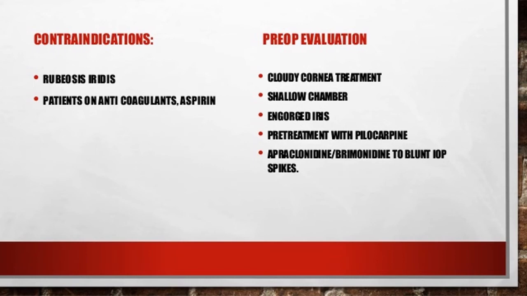And before doing this, you have to evaluate the cornea, because if the cornea is cloudy in the periphery because of arcus senilis, you are unable to see the iris. That means it is very difficult to perform this procedure. If it is a very shallow anterior chamber, again you are unable to go for this procedure. And if there is engorgement or dilatation, if the foldings of the iris are there, then it is again difficult.